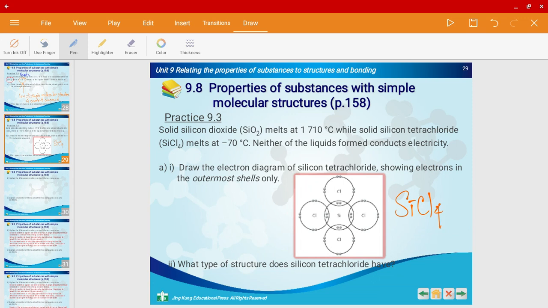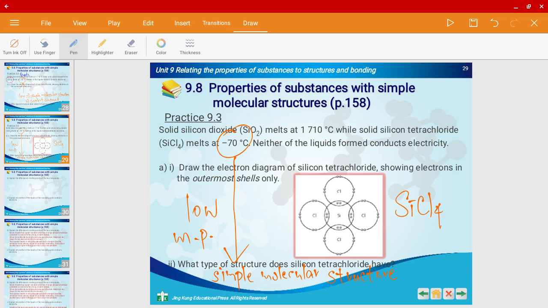Let's read question 2. What type of structure does silicon tetrachloride have? As I mentioned, it has a simple molecular structure. And what's the reasoning behind it? It is due to the low melting point. This gives us the hint.